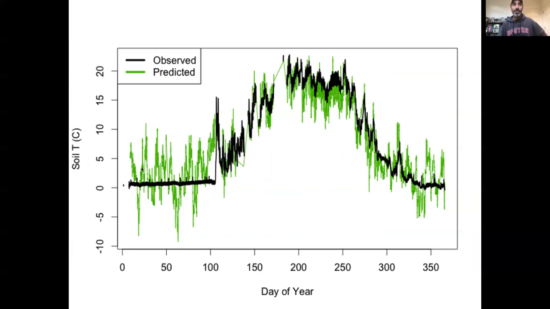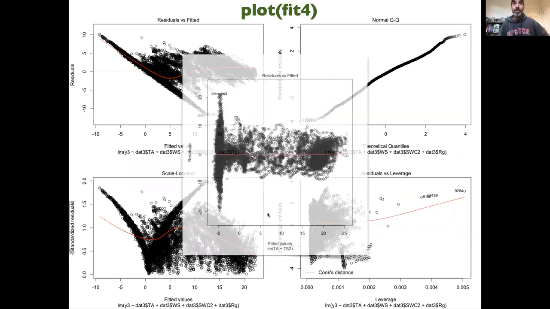And because we don't have the presence of snow, we're missing the fact that when snow is present, we have a different soil temperature than when it's absent. One obvious thing we could do to improve that model would be to get data on snow, or it might be to fit a different model when snow is present versus when snow is absent.